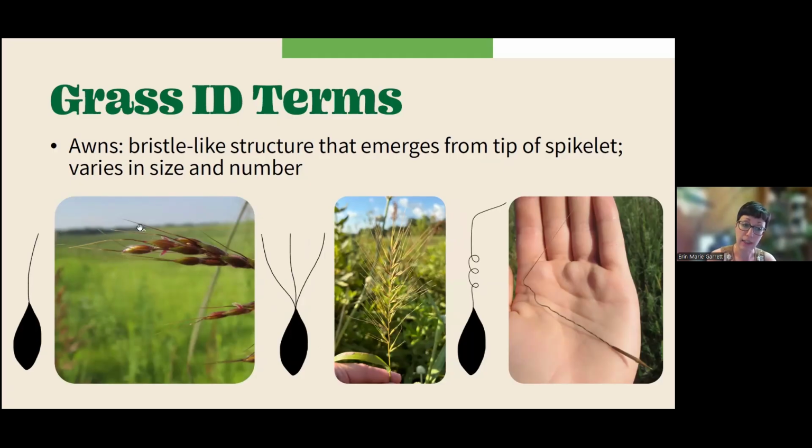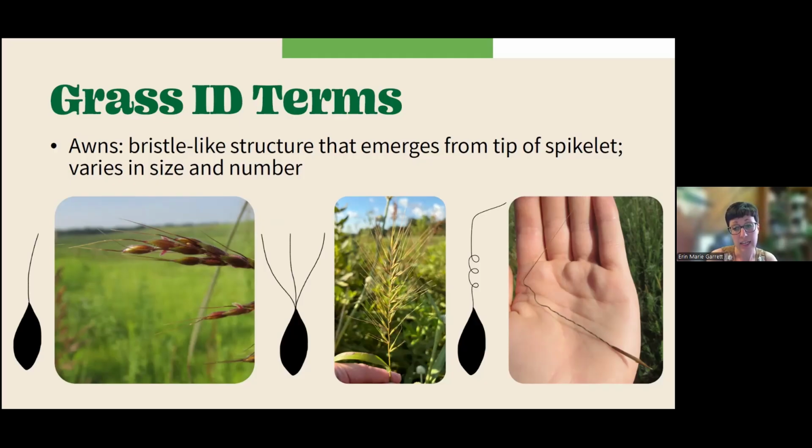So we can see in the leftmost picture, we have just individual awns emerging from these spikelets, whereas in more of a bottlebrush grass, you're going to have multiples. So in this case, it's two. My line drawing has three. And then sometimes awns are very long and perform another structure. So this is a porcupine grass, and this awn can get over 5 inches long.